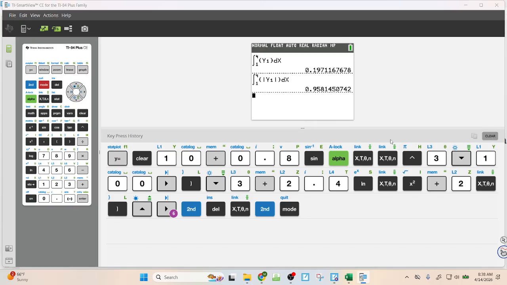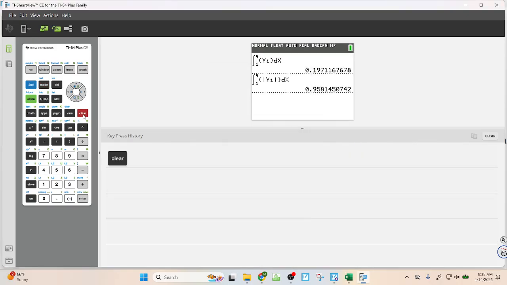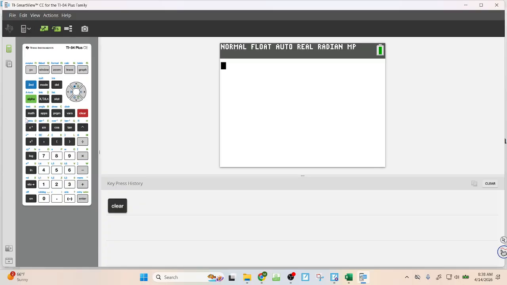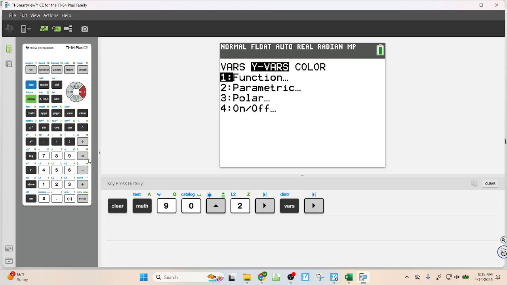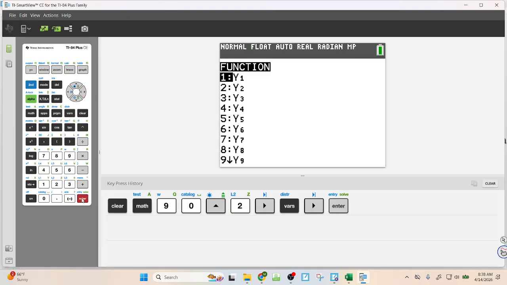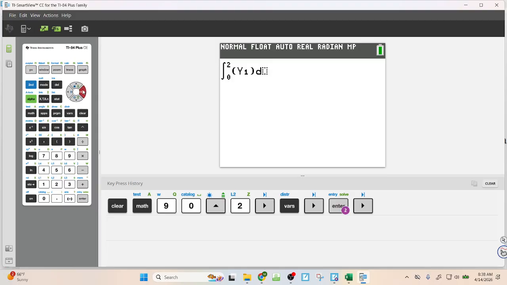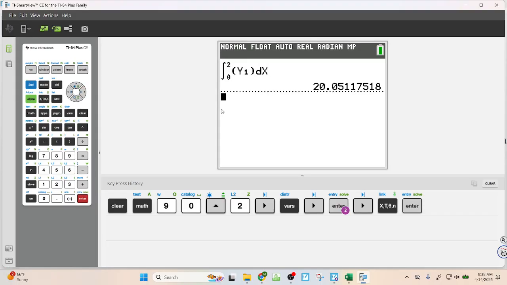Now we will clear this. I guess we don't really need all that space down there anymore. And we'll go to Math 9. And we will integrate from 0 to 2, y variables, y1. This is not a negotiable skill, by the way. We just have to know how to do that. And so I believe it's going to be 20.051. I'd like to check my answers as I go. That's right.